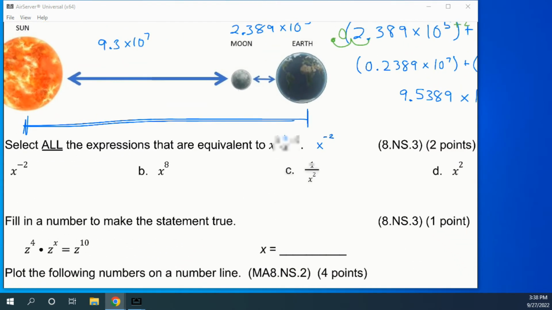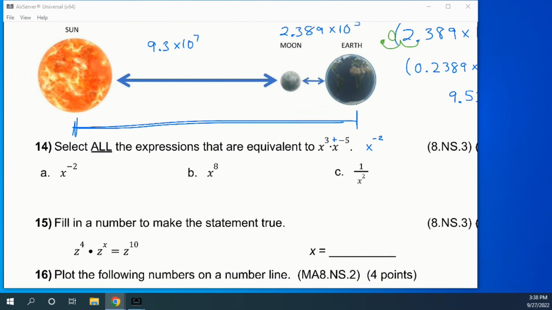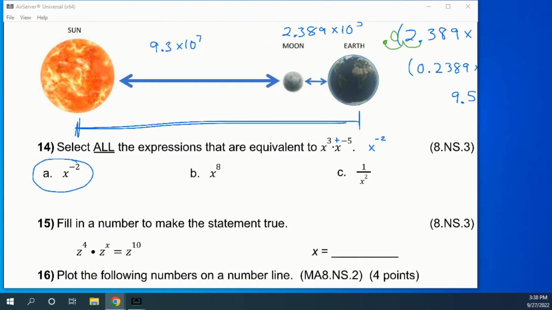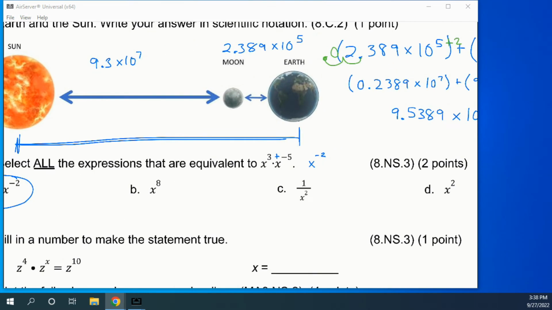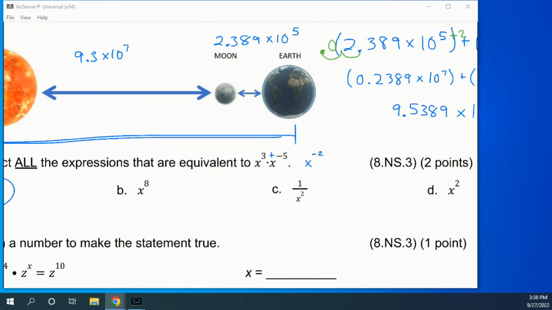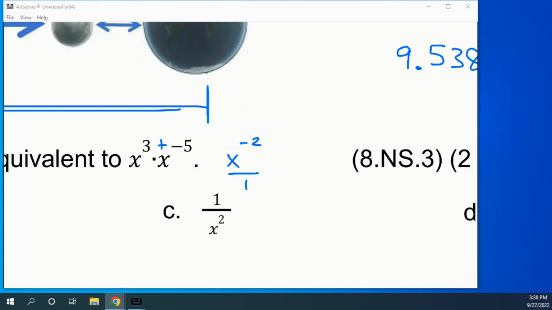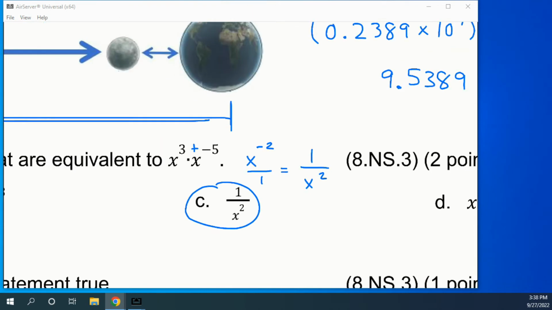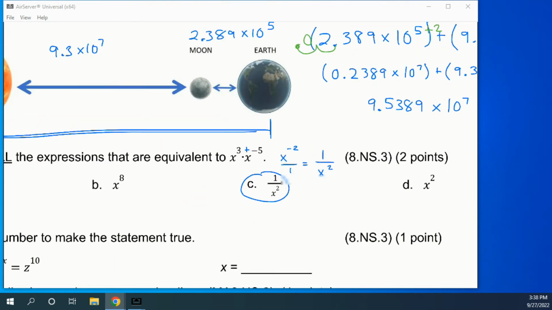So I'm going to look around here. A seems to work, but you should know from the notes and from me getting on your guys' cases about it, we can simplify negative exponents. So what we need to do is make this into a fraction and flip it. So this is 1 over x squared, which is conveniently enough right here. We cannot simplify that anymore. That's it. That's all we got.